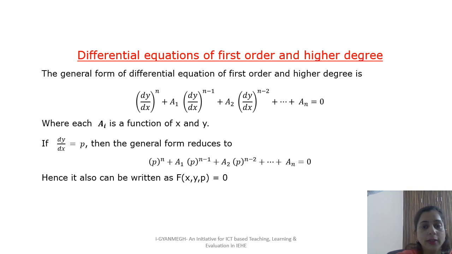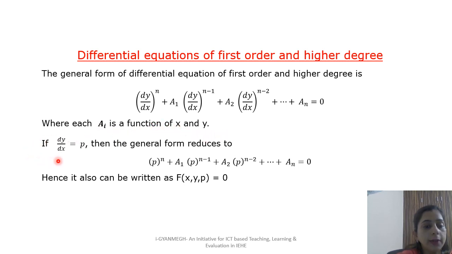Dear student, now I will tell you the differential equation of first order and higher degree. The general form of differential equation of first order and higher degree is (dy/dx)^n plus a1 (dy/dx)^(n-1) plus a2 (dy/dx)^(n-2) plus dot dot dot plus an equal to 0, where each ai is a function of x and y.